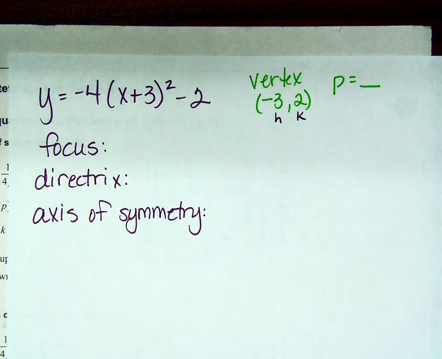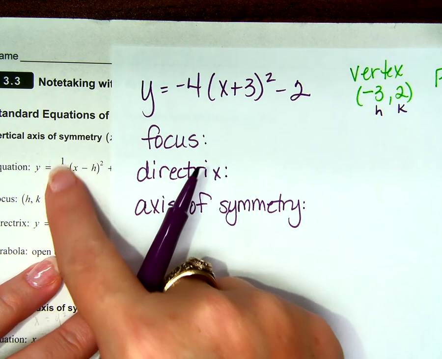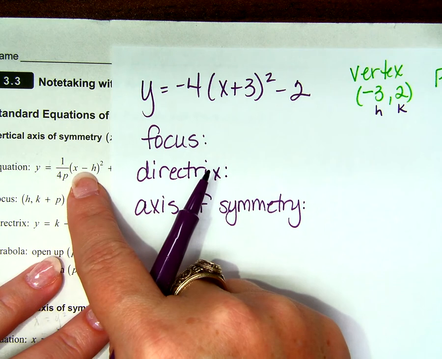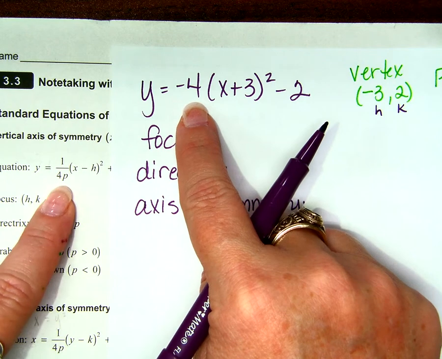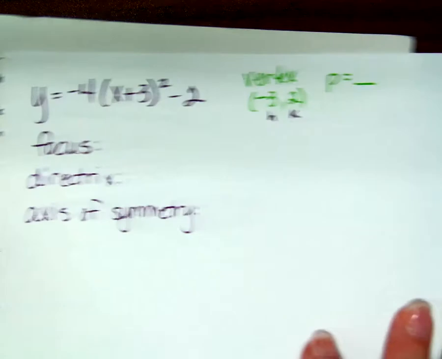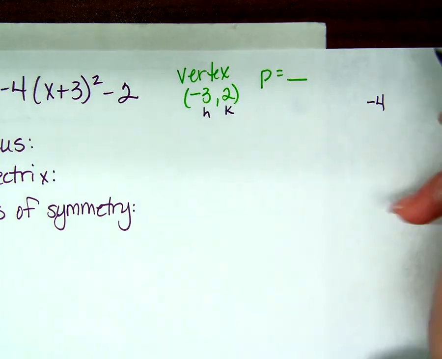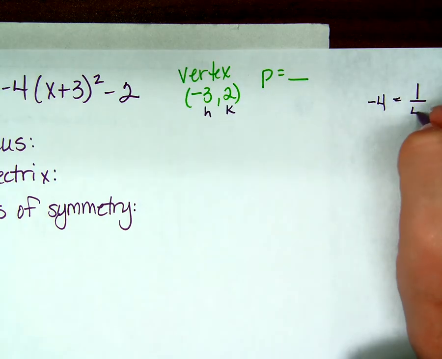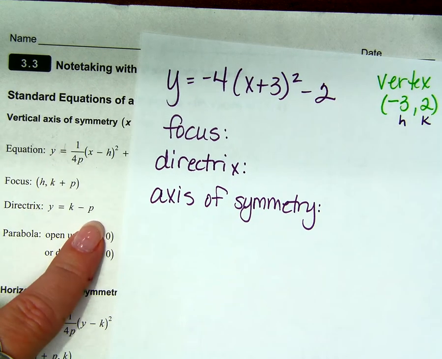Well, where does P go? Where is it in the formula? Isn't it part of the multiplier out front of the parentheses? Well, I have a multiplier out in front of the parentheses. So shouldn't these two things equal each other if I'm trying to solve for P? So I'm going to say -4, which is my multiplier, should equal 1/4P, because that's what the multiplier is in the formula. Everybody understand where I got that from?